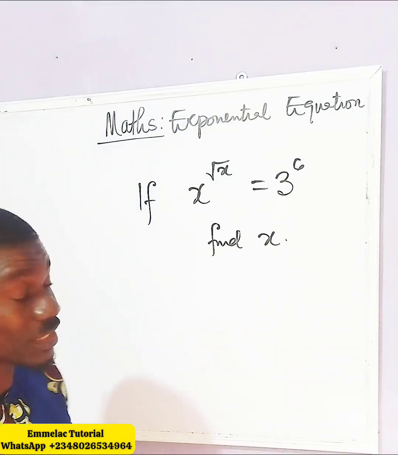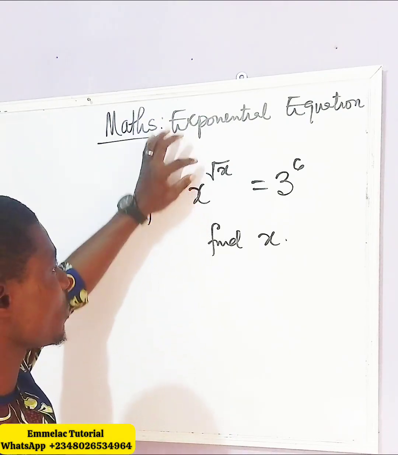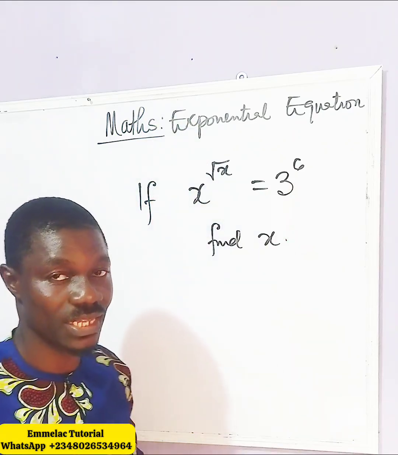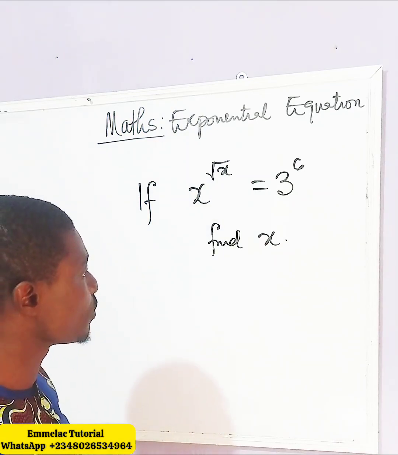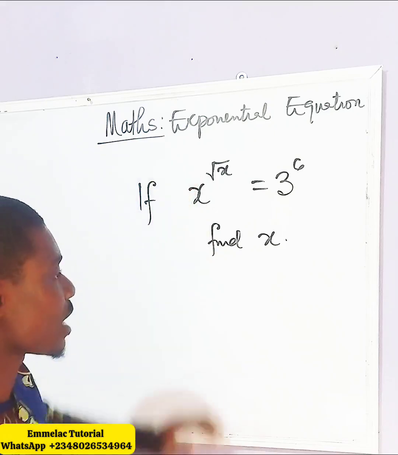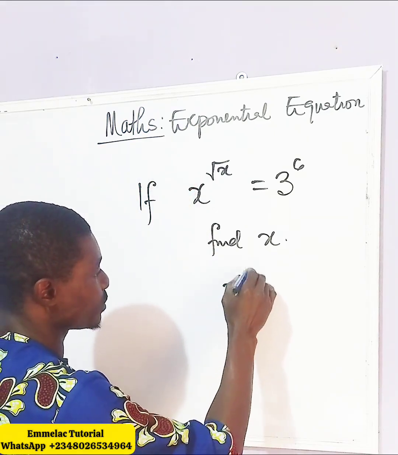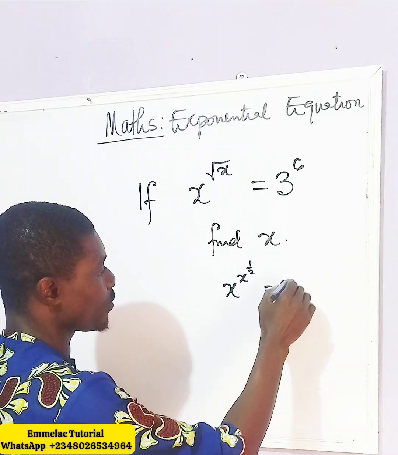Now before us is this beautiful exponential equation, and it shows that if x raised to the power of the square root of x equals 3 raised to the power of 6, find the value of x. Okay, now first of all, the left hand side here can be rewritten as x raised to the power of x raised to the power of 1 over 2, then giving us 3 raised to the power of 6.